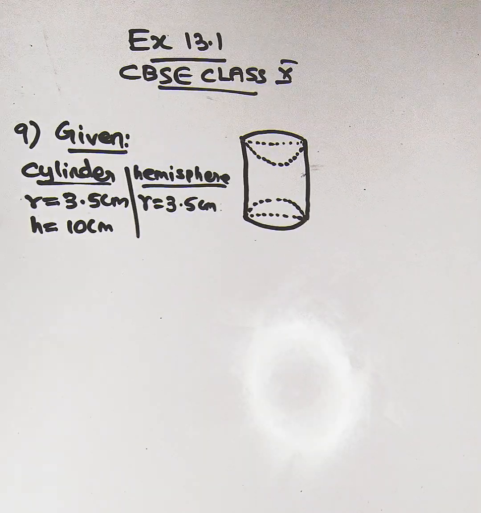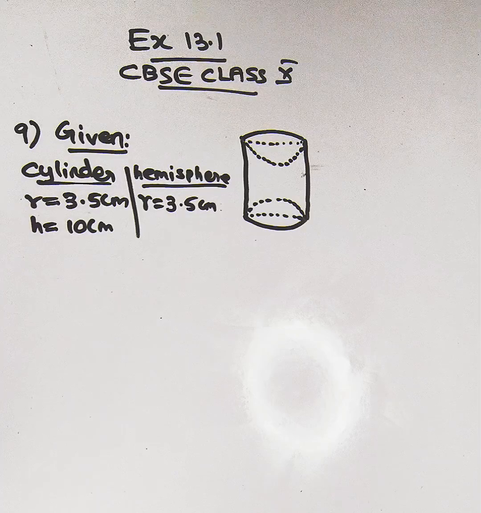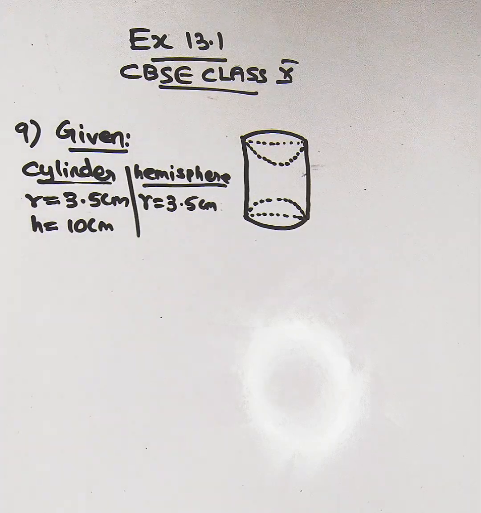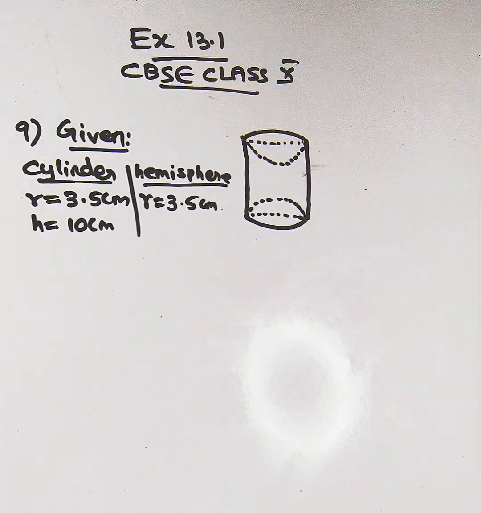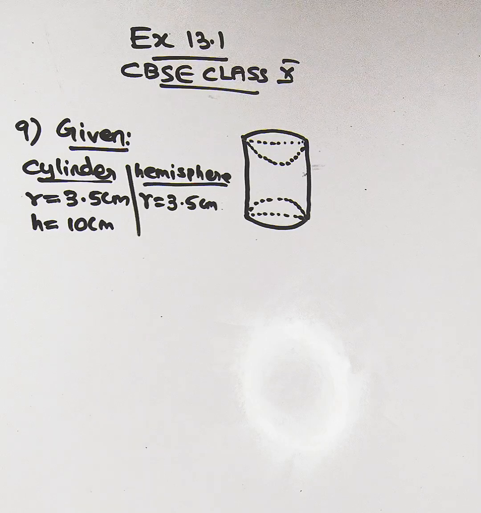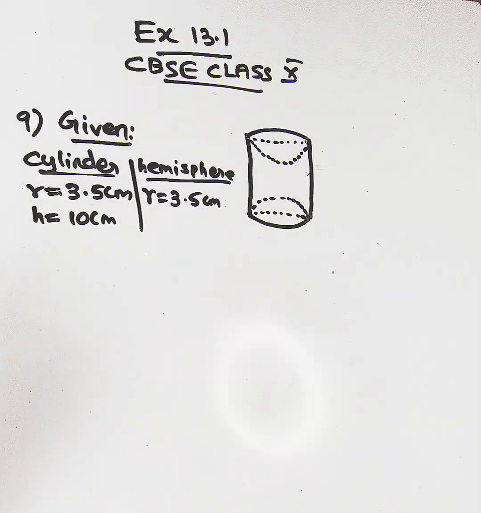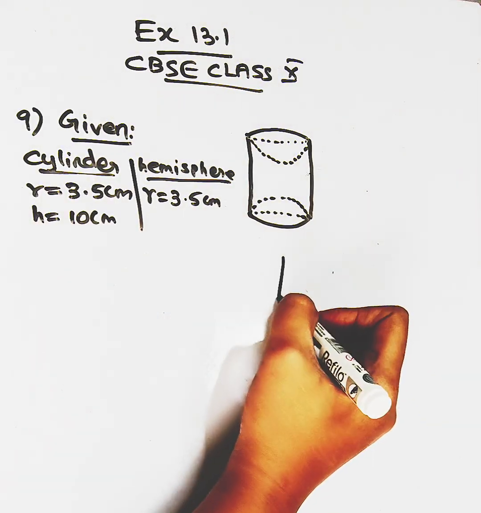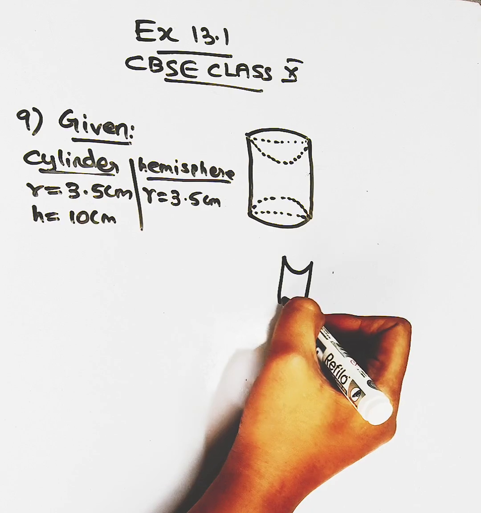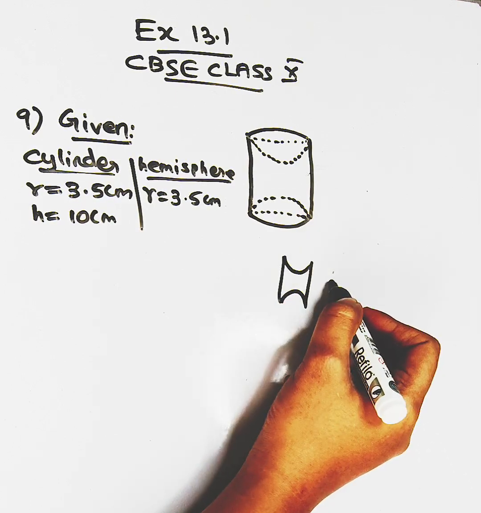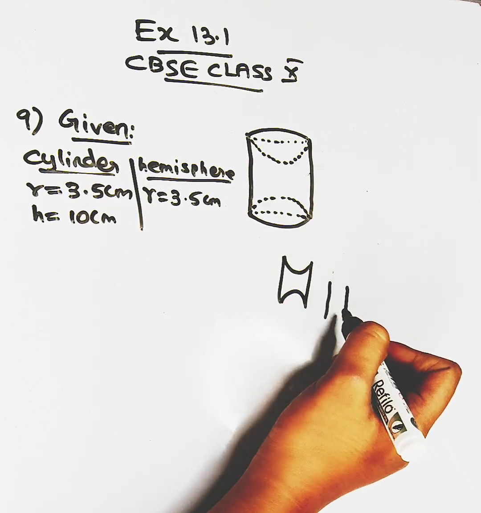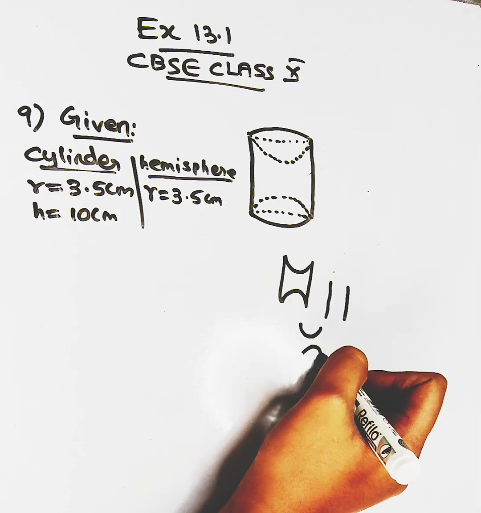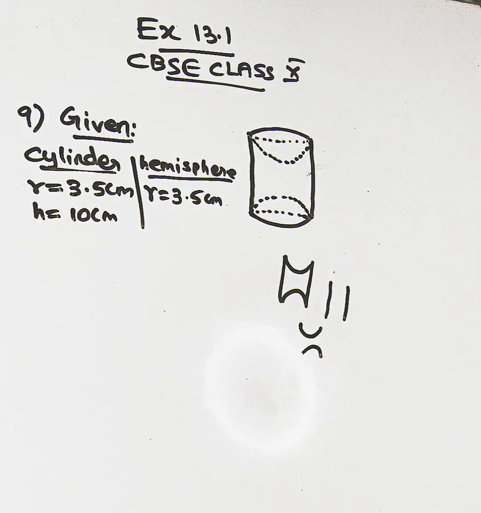Question number 9. A wooden article was made by scooping out a hemisphere from each end of a solid cylinder as shown in the figure. If the height of the cylinder is 10 cm and its base is of radius 3.5 cm, find the TSA of the article. Write the given data. If they have scooped out this hemisphere from both the ends, the article will look like this. That means the CSA of the cylindrical part and the CSA of the hemispheres is only required here.